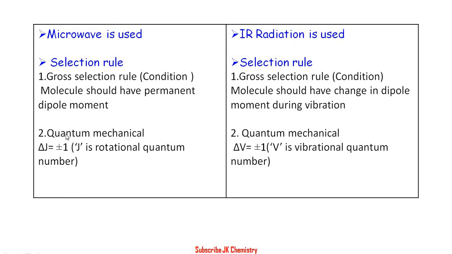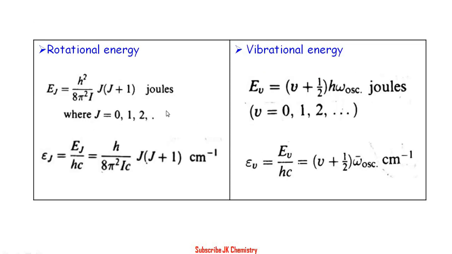Another thing is that we are moving to quantum mechanics. Later we can see more, but at this point I am stating the quantum mechanical selection rule, that is delta J equals plus or minus 1, where J is the rotational quantum number. We have learned different quantum numbers, the azimuthal quantum number, the principal quantum number. In the same way, J is the rotational quantum number. The change in J should be plus or minus 1. While in the case of IR spectroscopy, delta v is plus or minus 1, that is the vibrational quantum number plus or minus 1.